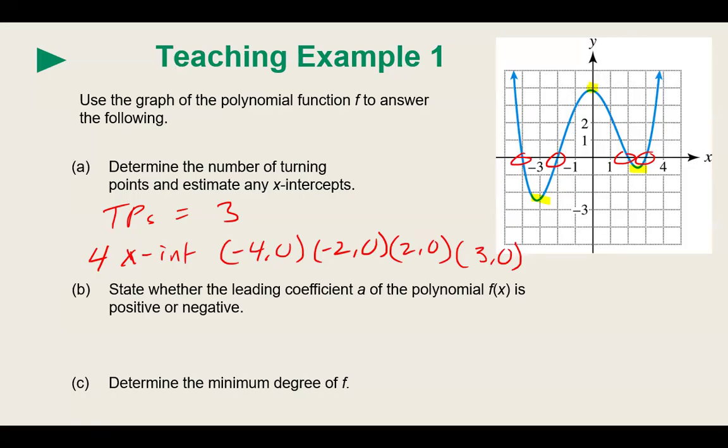From this, next, we're going to state our leading coefficient. Which side of my graph determines my leading coefficient behavior? It's the right. The right side of my graph determines my leading coefficient behavior. My right side is heading towards positive infinity. Because my right side is heading towards positive infinity, that means that my leading coefficient is positive. Make sense?